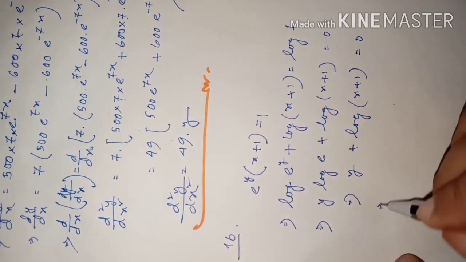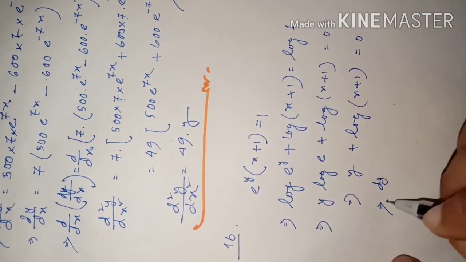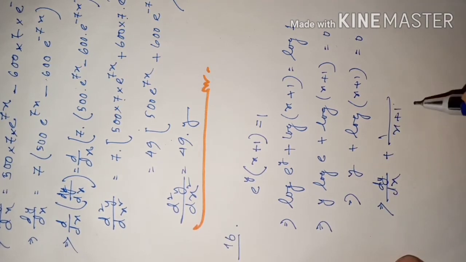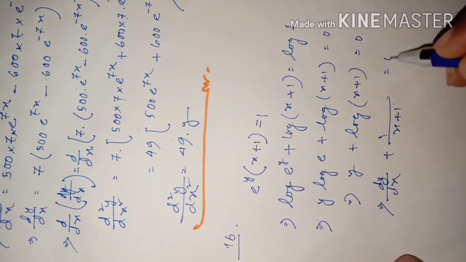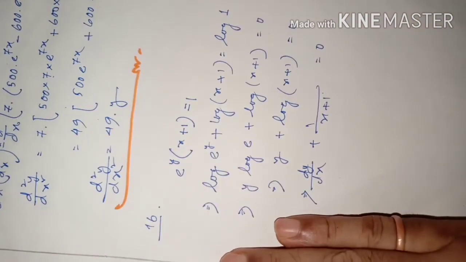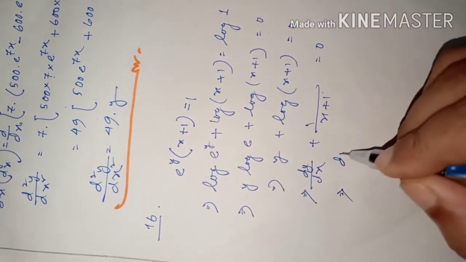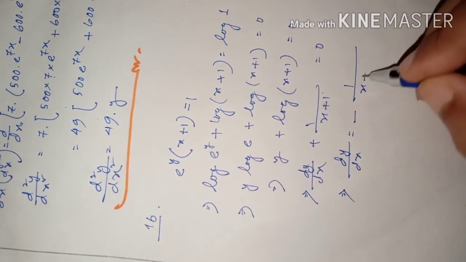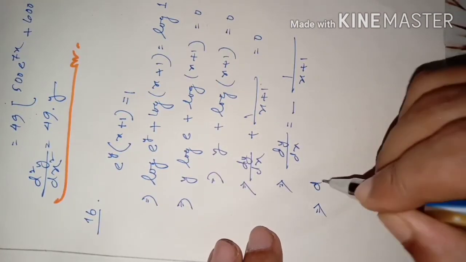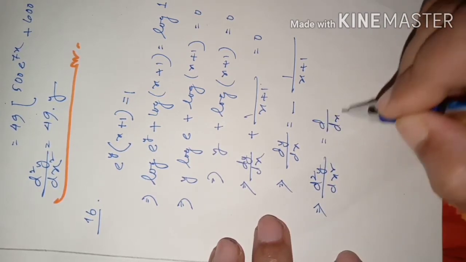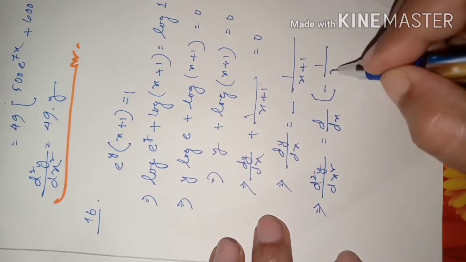Now taking derivative of this one, it will be dy by dx plus d/dx of log of x plus 1 is 1 by x plus 1, d/dx of x plus 1 is 1, is equal to 0, and we got here dy by dx, separating dy by dx, as minus 1 by x plus 1. Now taking second order derivative here, we will get d2y by dx square will be equal to d/dx of minus 1 by x plus 1.